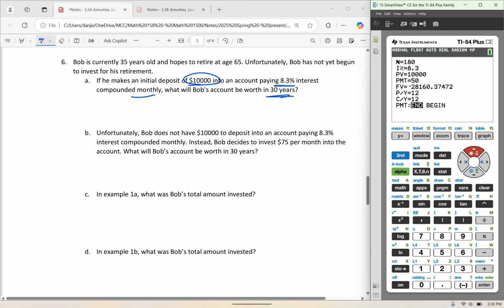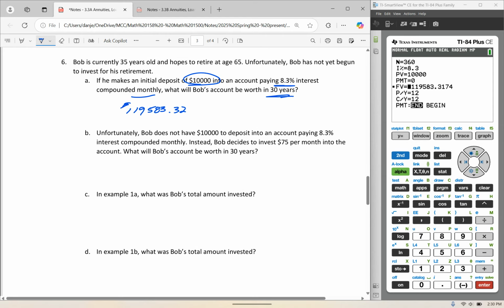What will his account be worth in 30 years? Well, 12 months per year for 30 years is 360. But also notice that Bob is not making monthly payments, or he's making monthly payments of 0 if you want to think about it that way. What will his account be worth in 30 years? His account would be worth $119,583.32.